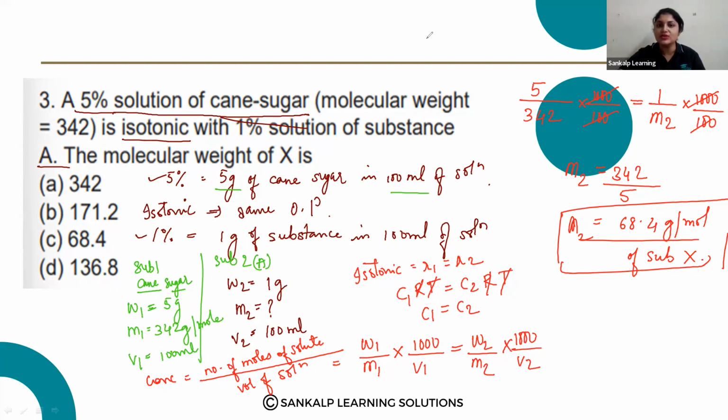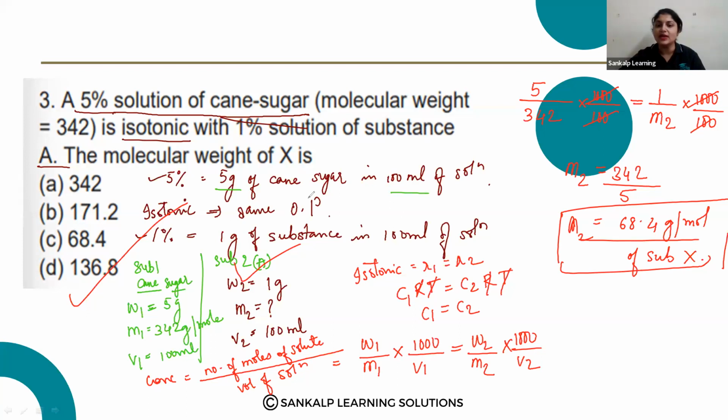So these both solutions are isotonic with each other. Isotonic means they have the same osmotic pressure. So we write the given things, that is substance 1 and substance 2. That is for cane sugar. So what is W1, M1, V1, W2, M2 and V2.